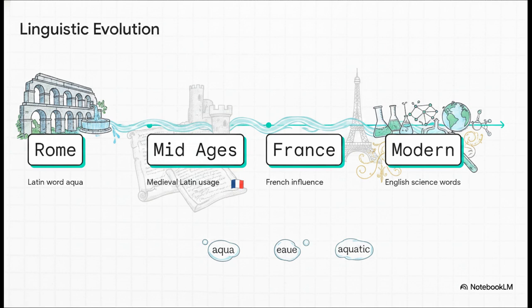The word started right there, the Latin aqua, and this brilliantly illustrates how the word survived. Look at this timeline. It makes it through the Middle Ages in medieval Latin, gets influenced by the French language, and eventually lands right here in modern English, especially in the sciences. Now, you might be wondering, why do modern scientists still prefer these ancient Latin roots? Well, it's because Latin creates incredibly precise words that are universally understood by researchers all around the world, totally regardless of their native language. It's a universal code.